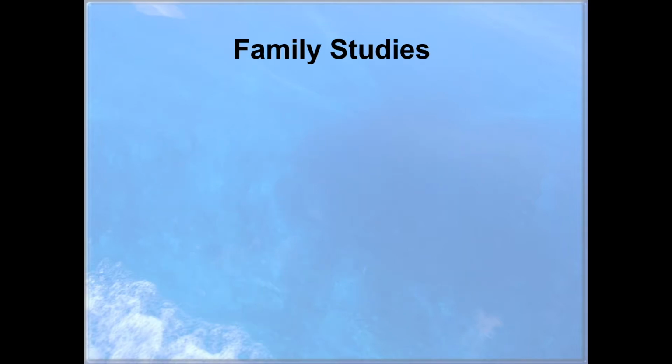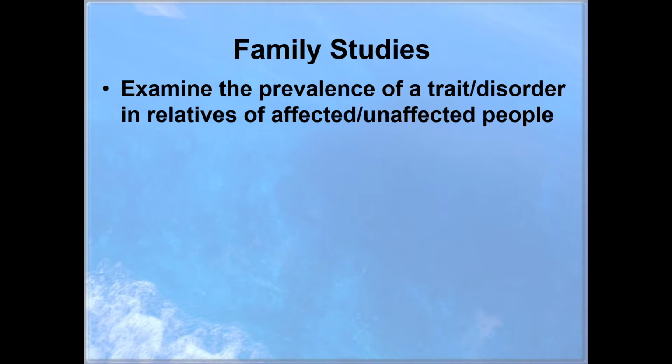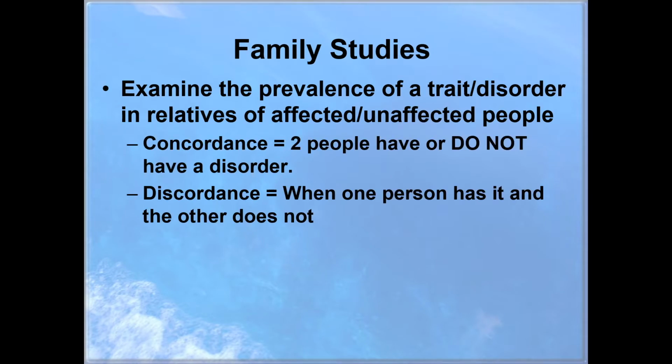There are several ways scientists can try to parse out the relative effects of environment and genetics. The first is a family study. In family studies, they examine the prevalence or the rate of occurrence of a trait or disorder in relatives of an affected individual and an unaffected individual. The goal is to determine the concordance rate between those with the disorder and those without the disorder.